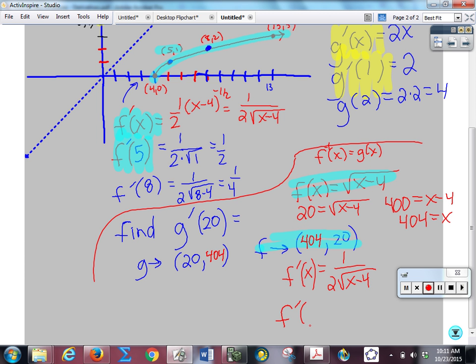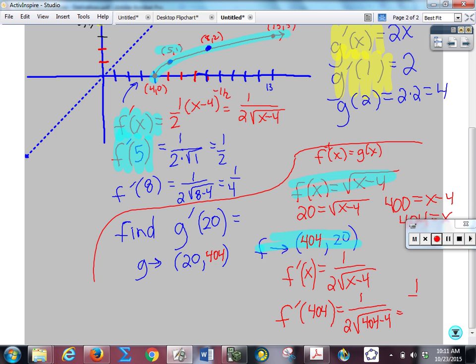So I get 404 minus 4, 2 times 20 is 40. So then you know, because of that, that g prime of 20 must equal the reciprocal, 1 over 40.